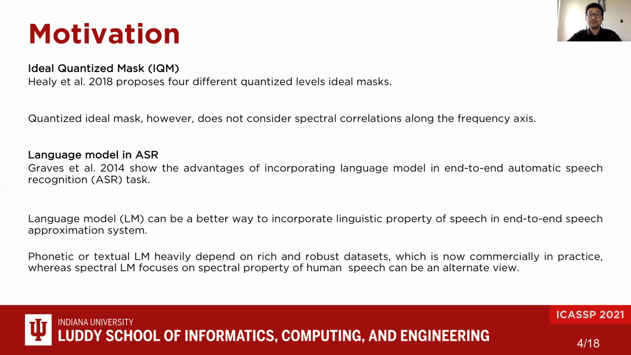On the other hand, the language model is effective in ASR. In 2015, Graves et al. showed the advantages of incorporating language models in end-to-end automatic speech recognition tasks. Hence, a language model can be a better way to incorporate the linguistic property of speech in an end-to-end speech approximation system. Now, traditionally phonetic or textual language models heavily depend on rich and robust datasets, which is now commercially in practice, whereas a spectral language model focusing on the spectral property of human speech can be an alternate view.